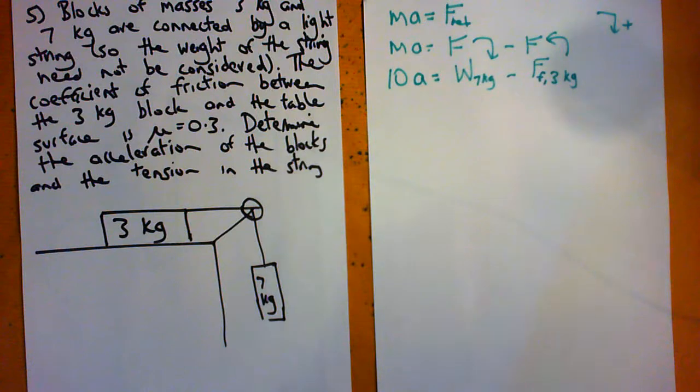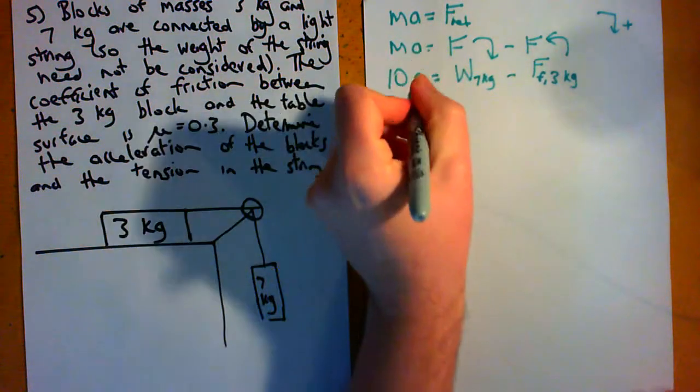Also note here that the weight of the 3 kilogram mass is not acting to pull it on or off the table because it's pulling straight downwards, and in any case would be exactly cancelled out by the normal force from the table on that 3 kilogram mass.